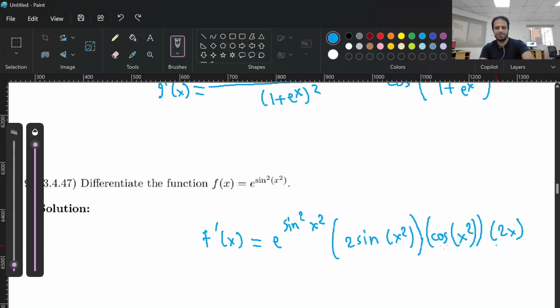Professor, shouldn't it be cos square x square? Which one? This one? Yeah, this one. Shouldn't it be cos square x square? Yeah, it is cosine squared. Here it is not cos x square, right? I mean, it's the derivative of sine, right? Yes, so it's cosine. But if we directly take sine square x square, then it should be cos square x square.